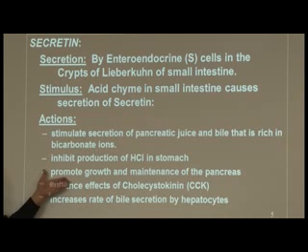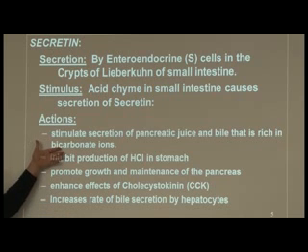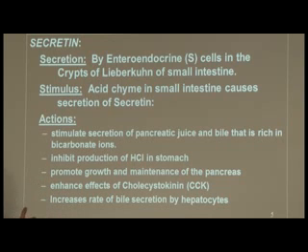It also promotes the growth and maintenance of the pancreas. Since the pancreas's role is very important in the production of these bicarbonates, secretin also helps maintain the centroacinar cell populations within the pancreas. And it acts interactively with the next hormone we're going to talk about, which is cholecystokinin.